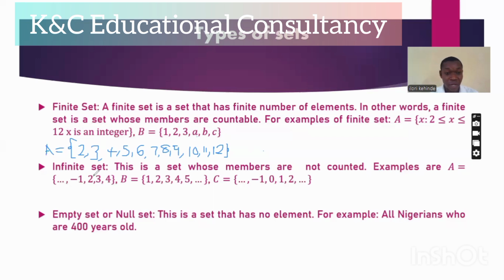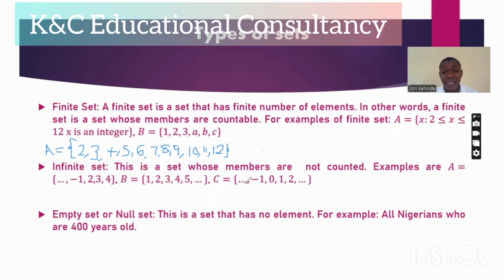Examples are, look at this. You can see that it started from -1, 2, 3, 4. Now this set A is an infinite set, because the elements still continue from below. Then look at B also: 1, 2, 3, 4, 5. It also continues like that. It can also continue from below.